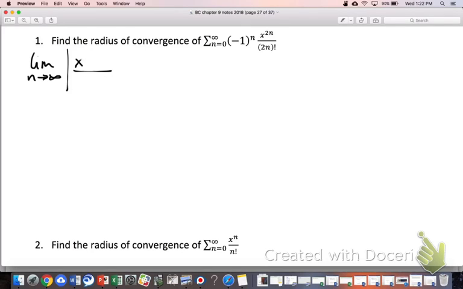Okay. So x to the 2, I'm replacing all the n's with n plus 1s. And same thing down here. So do you see how I could then distribute the 2 and get 2n plus 2? Okay. And then we're going to multiply that times the reciprocal of the nth term. So that would be 2n factorial over x to the 2n.